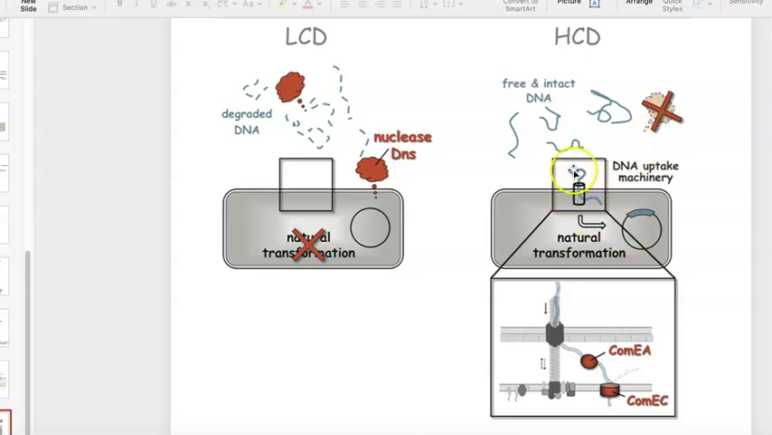So favor the production of the competence proteins and the pilin proteins to assemble those on the surface, and then grab some of this free DNA, bring it into the cell, and then recombine that DNA into its genome for, like I said, natural evolutionary processes.